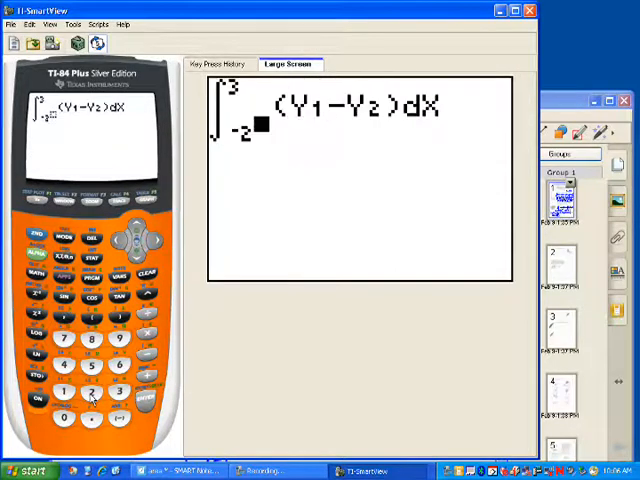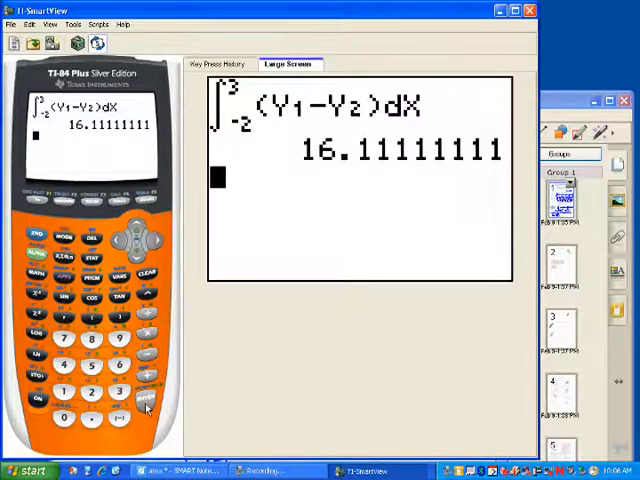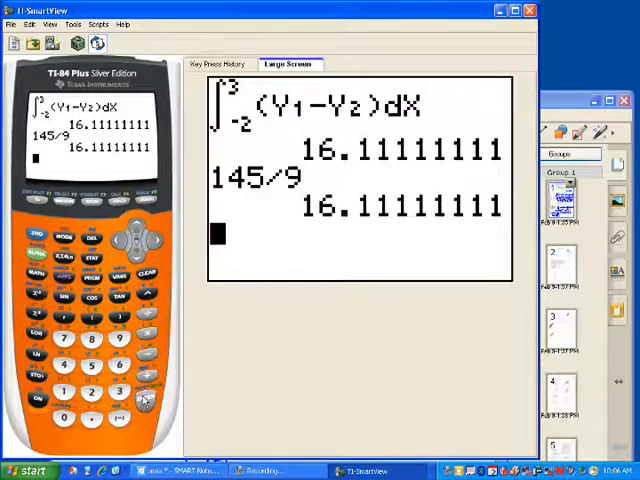I don't know how to get rid of that. Oh, there, easy enough. And let's see, 145 divided by 9. Yep, we're good. Can everybody get that to work? See why we're doing y1 minus y2?